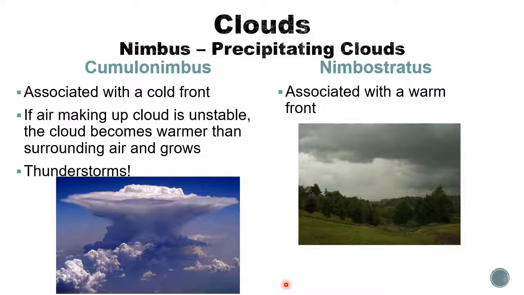And sometimes if you sit there and you watch these clouds as they form, you can literally see them bubbling up out of the top. Then we have our nimbostratus clouds. Nimbo for rain, stratus for sheet-like. These are associated with a warm front. This is where you're going to have your long periods of rain.